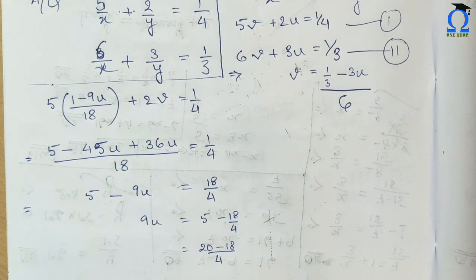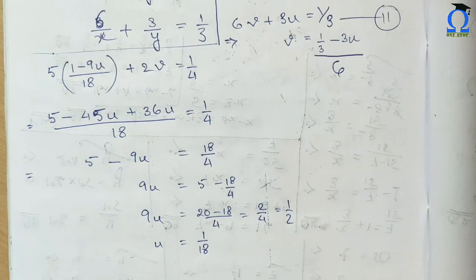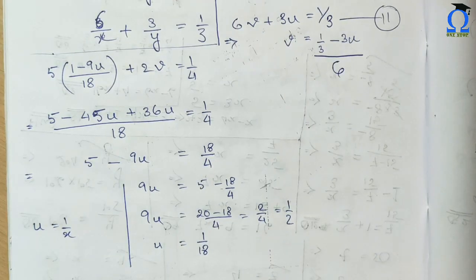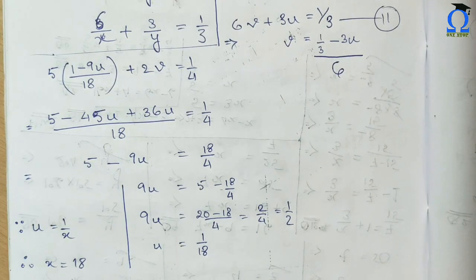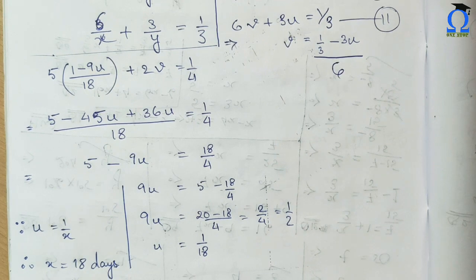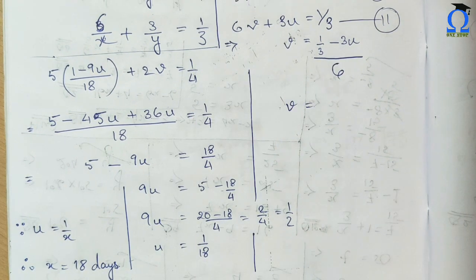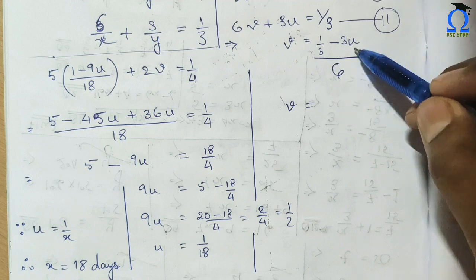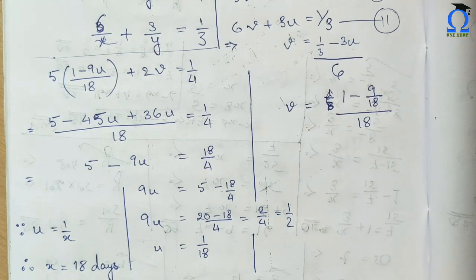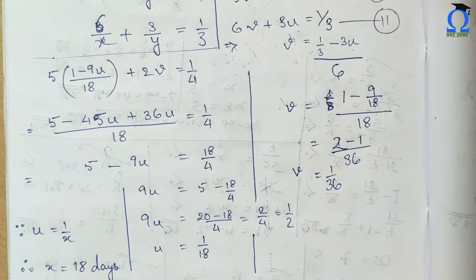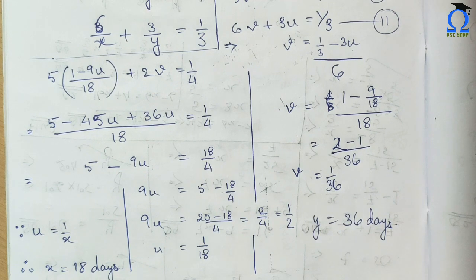Okay, so u is equal to 1 by 18. That means since u was 1 by x, x is equal to 18 days. Now we will find the value of y by putting the value of u here. That is 1 by 36 for v. So y is equal to 36 days. Understood? So this is how we will complete the question. Of course, I have done it in a messy style. You have to do it in a proper manner.